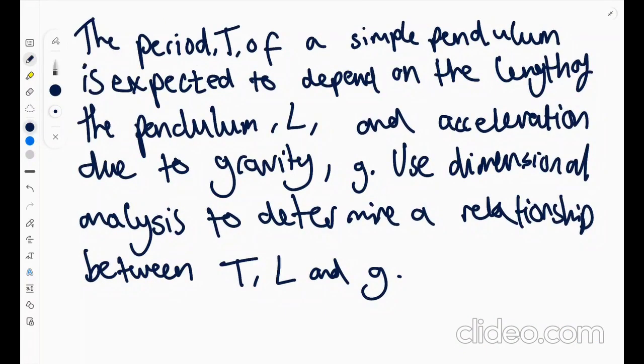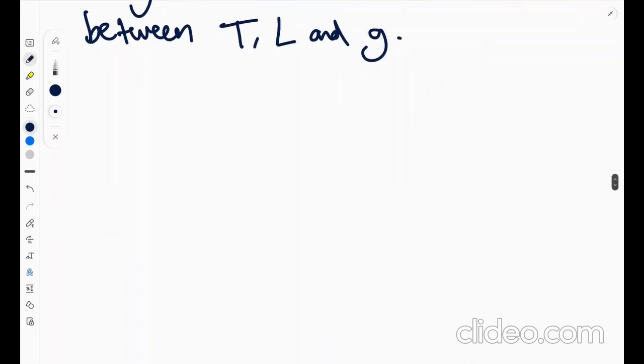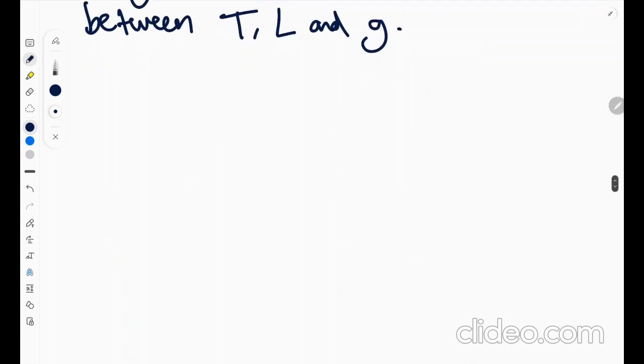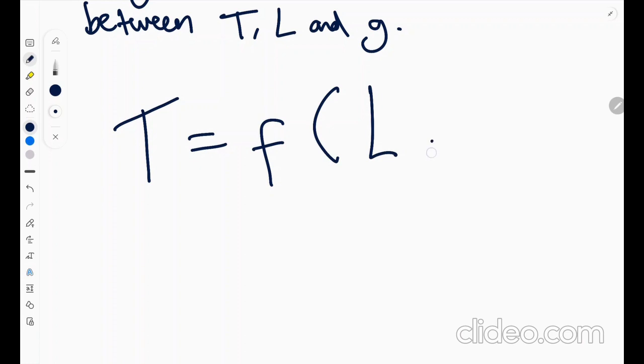And to see the practical applications of this, let's have a look at a question. The period t of a simple pendulum is expected to depend on the length of the pendulum L and acceleration due to gravity g. Use dimensional analysis to determine a relationship between t, L, and g. So we know that t is expected to depend on L and g, we can say that t is equal to some function f of L and g.